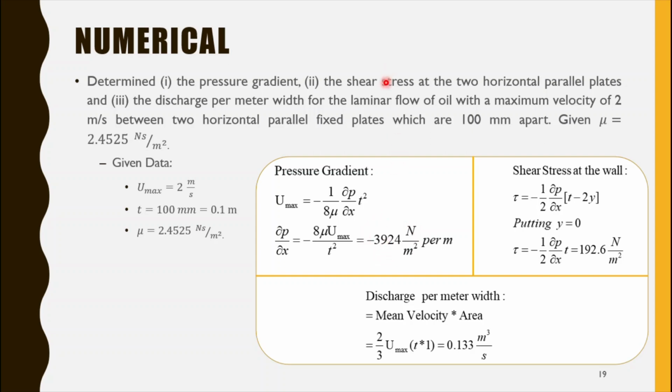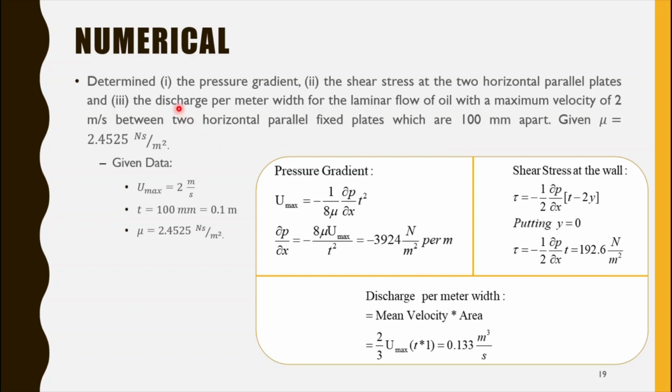Similarly, second is shear stress at walls. To find the shear stress at the wall, let's take the shear stress equation: tau is equal to minus 1 by 2 mu dP by dx (T minus 2y). Here we have to put y is equal to 0. So at the wall we get shear stress tau is equal to minus 1 by 2 mu dP by dx T. That will give us shear stress as 192.6 Newton per meter square.